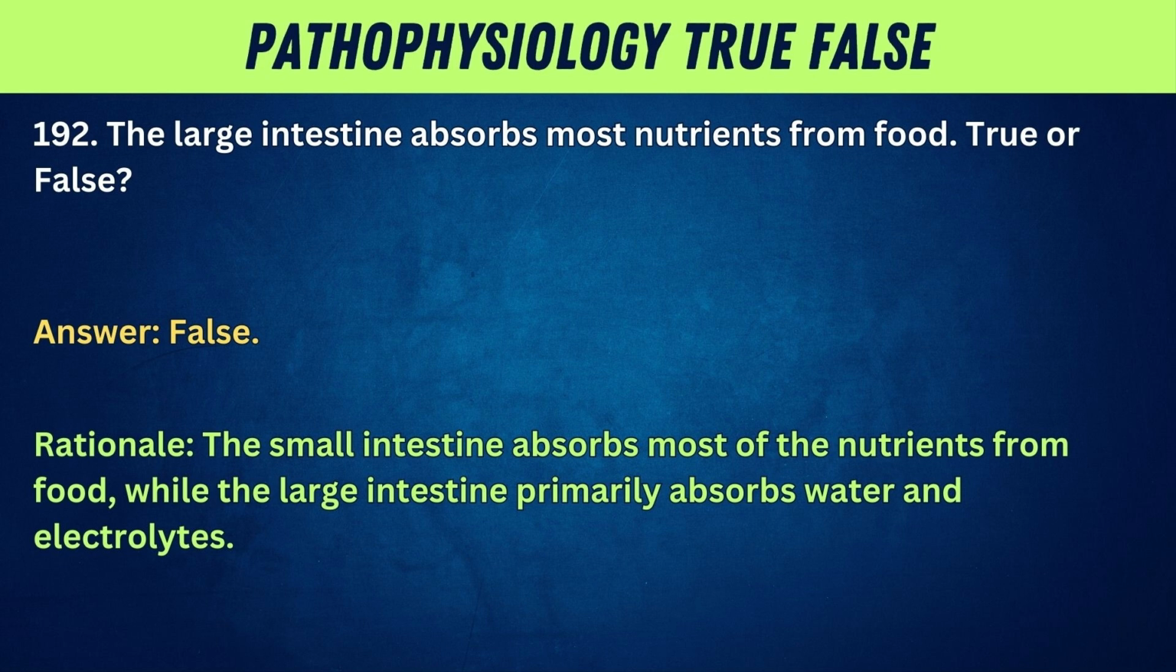192. The large intestine absorbs most nutrients from food. True or false? Answer: false. Rationale: the small intestine absorbs most of the nutrients from food, while the large intestine primarily absorbs water and electrolytes.